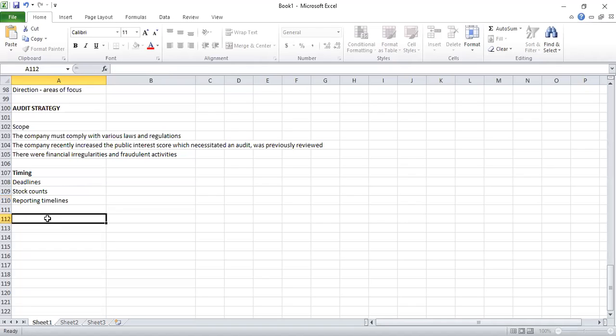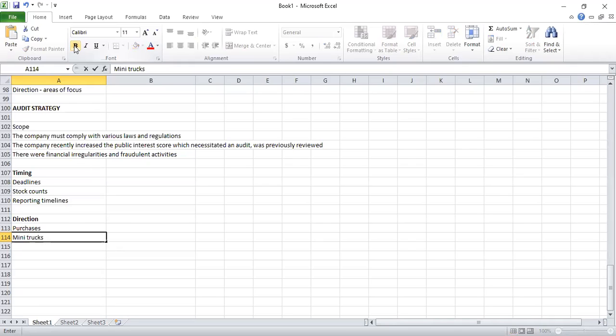Then the direction. It's to which areas are you going to direct your audit? Like in this case, purchases was a high risk area. Why? Because they were acquiring from organizations outside the country. Then we look at things like purchases. Then we can talk about the mini trucks.